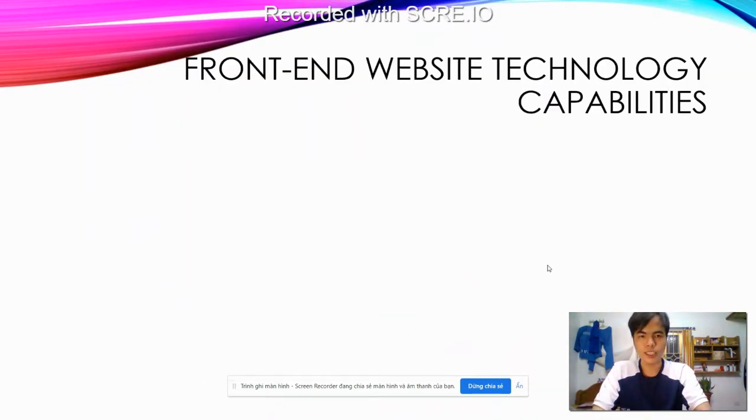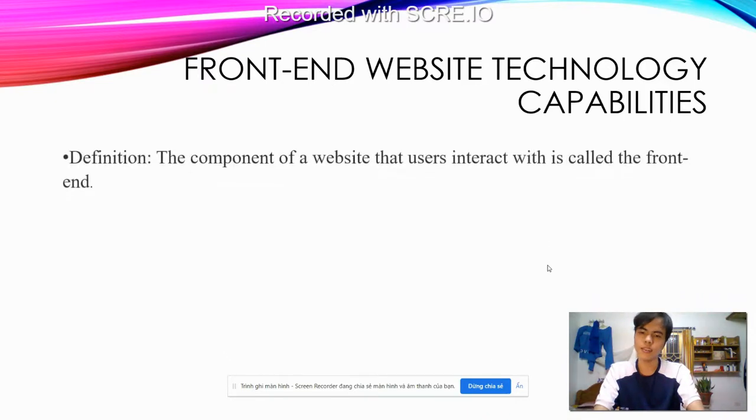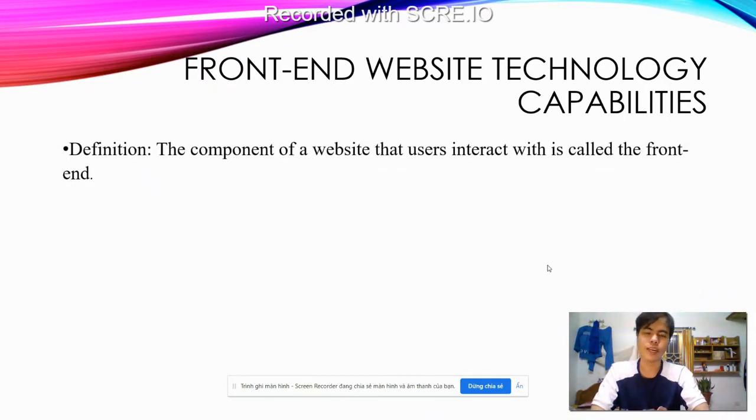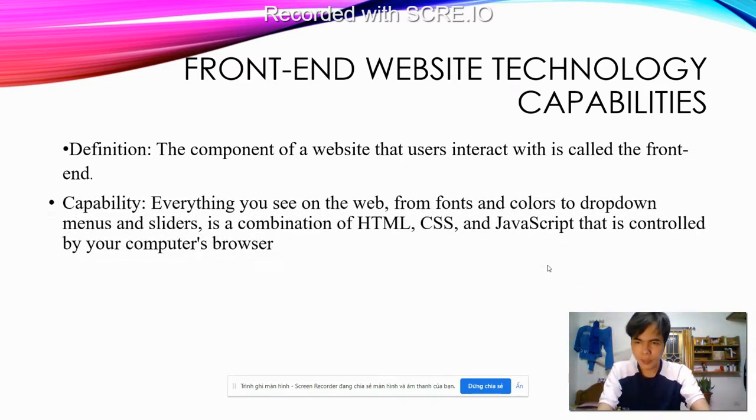Front end website technology capabilities. Definition: the component of a website that users interact with is called the front end. Front end means the display of the website, the template of the website, and the outlook of the website. Capability: everything you see on the web, from fonts and colors to drop-down menus and sliders, is a combination of HTML, CSS, and JavaScript that is controlled by your computer browser.